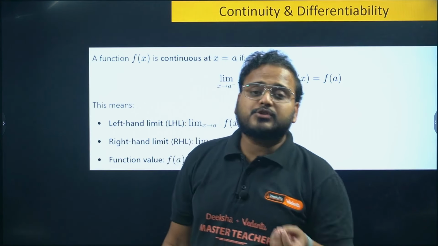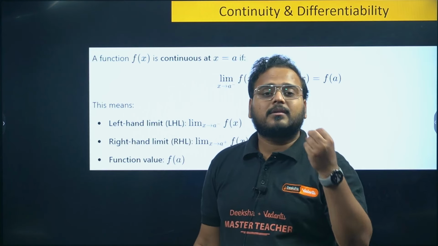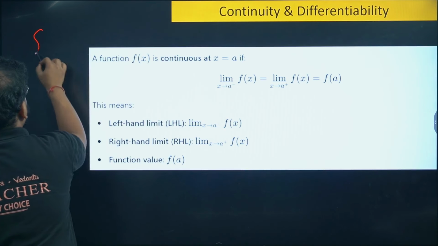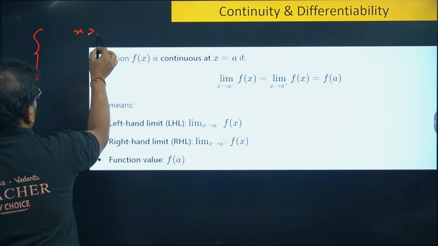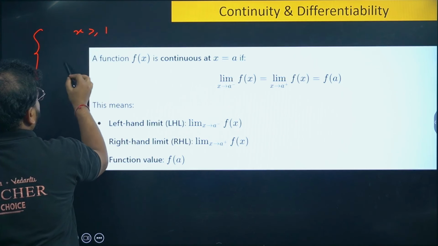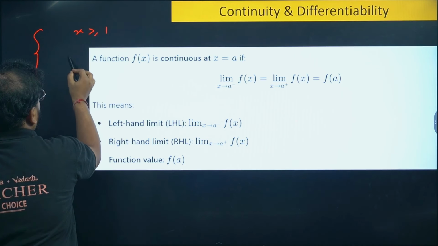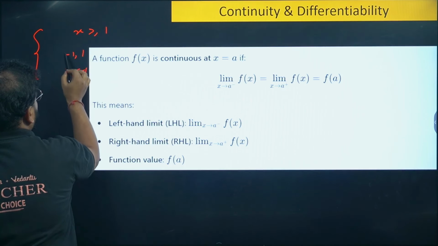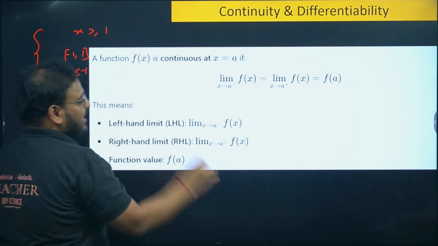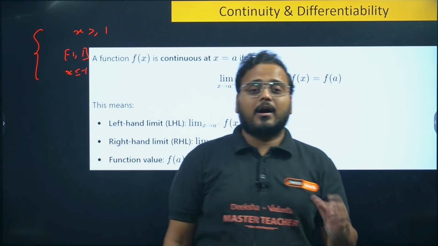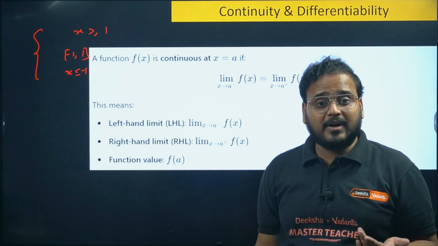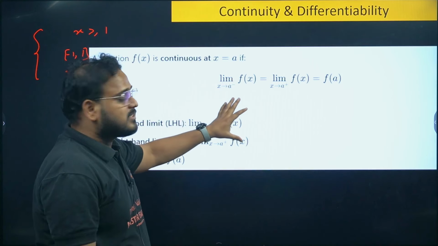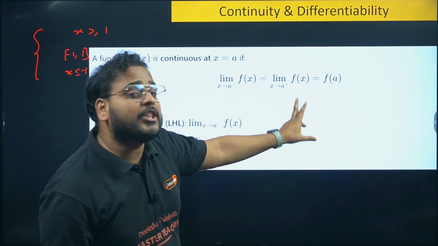They can also ask you a question where they define a function at a couple of points like this: x more than 1, x between minus 1 to 1, and then x less than minus 1. They can define it like this and ask you which is the point of discontinuity. That also can be asked for a 3 marker. So please pay attention to this and learn this concept of how do you say the given function is continuous.